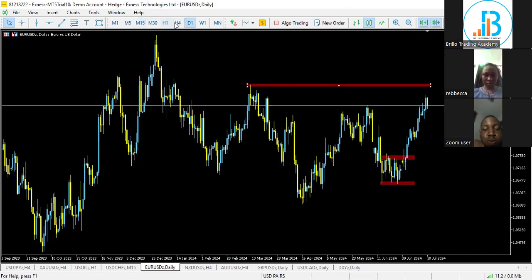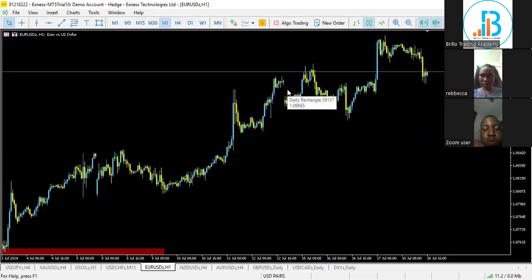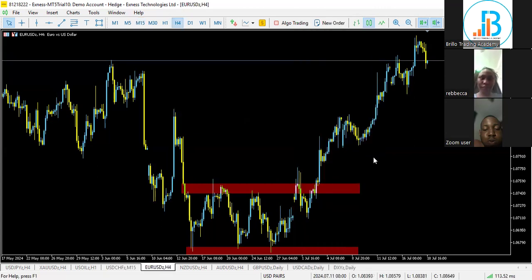Now this is EURUSD, on the 4-hour time frame. As you can see, this is an uptrend. You can see clearly, right? Why is this an uptrend? Because it has a series of higher highs and higher lows.